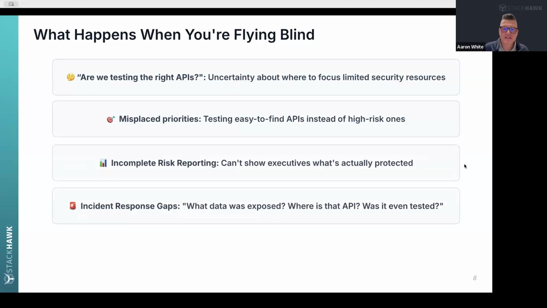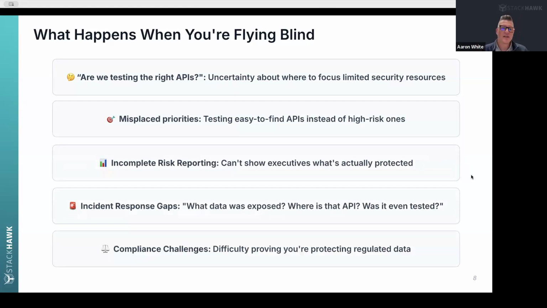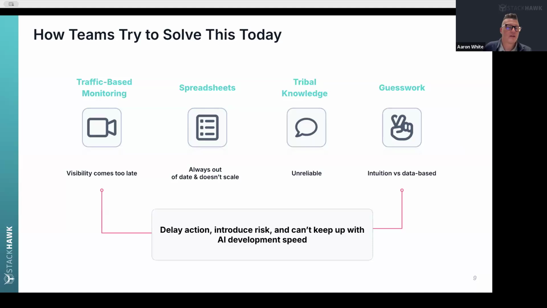And the incident response gaps, what was exposed? Where was that API? Was it tested? Do we have the history? Can we run the reports? Can we look at things and actually show that we have coverage in the places where we need the coverage? And just overall compliance challenges, difficulty proving you're protecting that sensitive or regulated data.